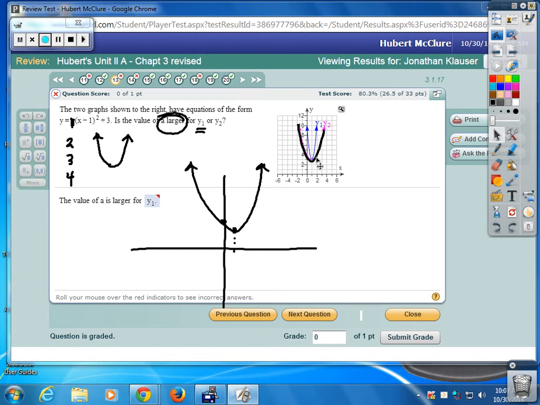Because y sub 2 is your basic graph. That's the basic. So if you put in a 2 right here, what is that going to make it? It's going to make it go like that. What if you put a 3? 3 is going to look like that. It's going to be thinner. 4, it's going to be thinner. So as the a gets larger, y sub 1 gets thinner. And that's what they're trying to ask you there.